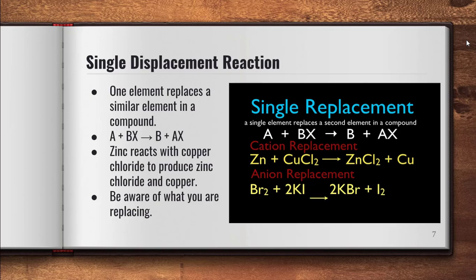So as a result, you need to be very aware of what you're replacing. Typically, a good rule of thumb to remember is that metals will replace metals and nonmetals will replace nonmetals. Or, even better, anions will replace anions and cations will replace cations. So just be aware of what that's going to look like. If you end up with 2 metals together at the very end of this equation, odds are you probably did something incorrectly. An easy way to remember this is that typically you have an element and a compound in your reactants and an element and a compound in your products.